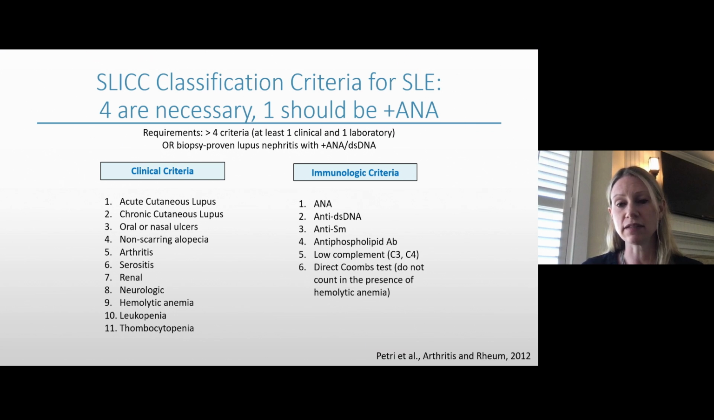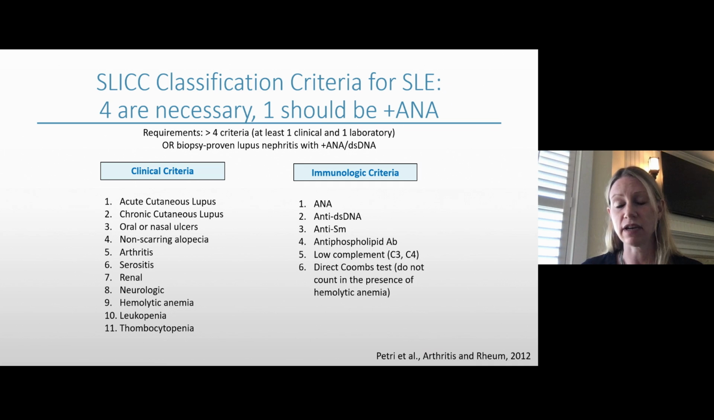At least 1 needs to be an immunologic criteria, ideally a positive ANA, and at least 1 needs to be a clinical criteria. And you see in the clinical criteria, these include things like rashes, so acute or chronic cutaneous lupus, oral or nasal ulcers, non-scarring alopecia, arthritis, serositis, renal involvement, neurologic involvement, hemolytic anemia, leukopenia, and thrombocytopenia.